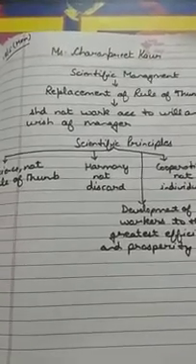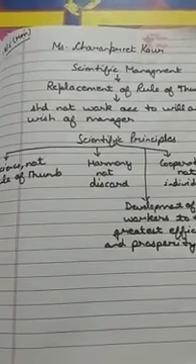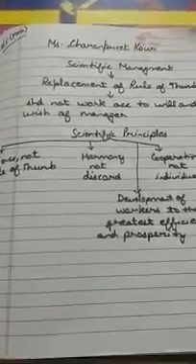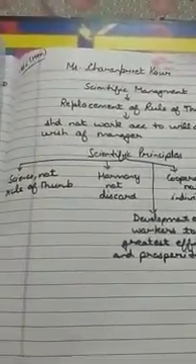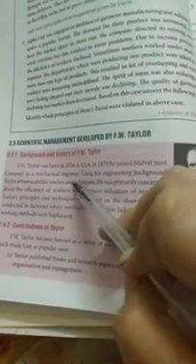Before starting with the scientific management or scientific principles given by F.W. Taylor, I want you to go through the brief history given about F.W. Taylor in your book. F.W. Taylor was born in 1856 in the USA. In 1878, he joined Medieval Steel Company as a mechanical engineer.